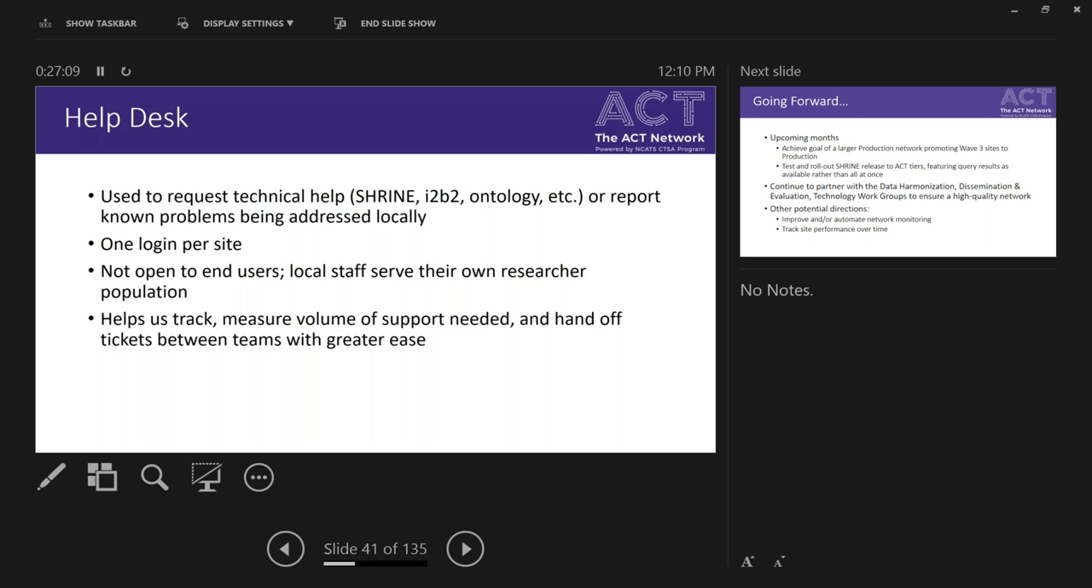And just to clarify, this isn't open to end users, so we're not expecting that you would send end users to this help desk. We want the end users to be helped locally, to have a face for the ACT network at the site where they can get help. If something is beyond your understanding or ability, then you might consider using the mailing list or the help desk.